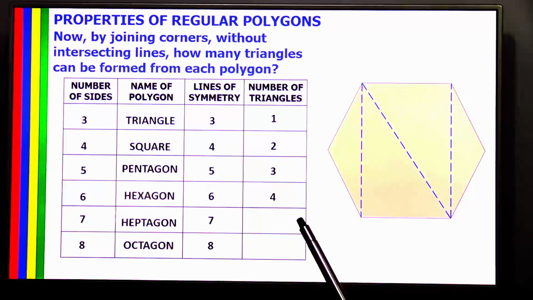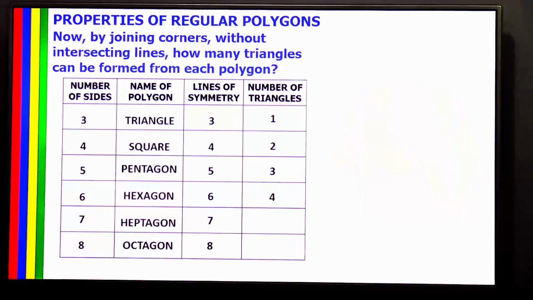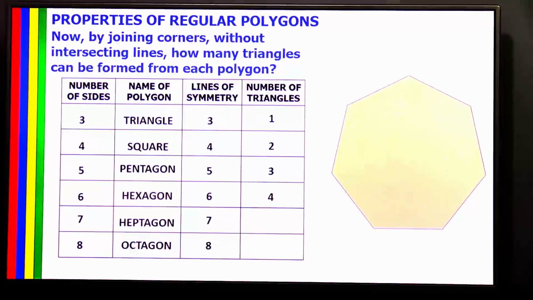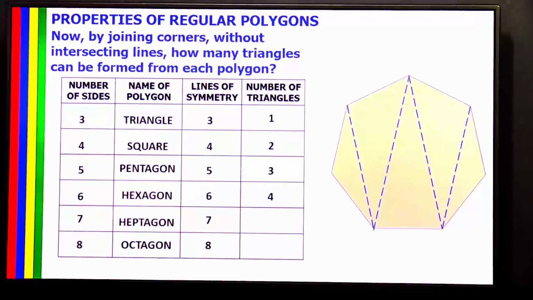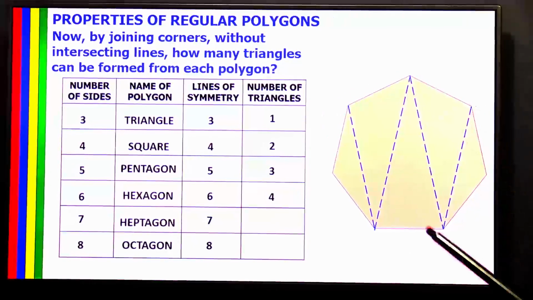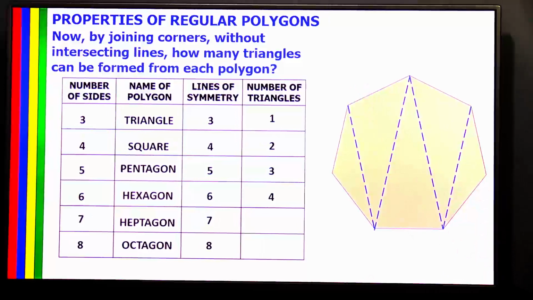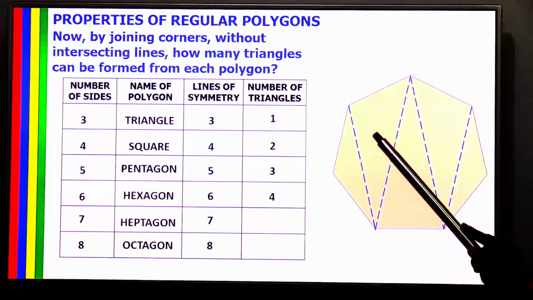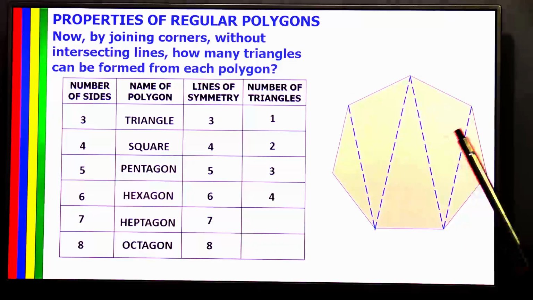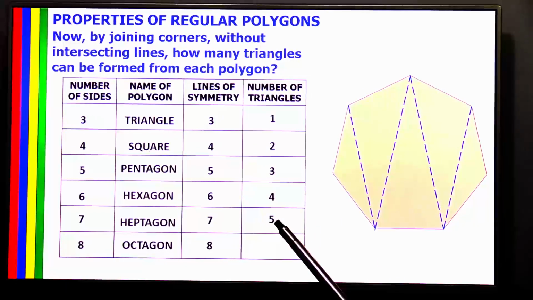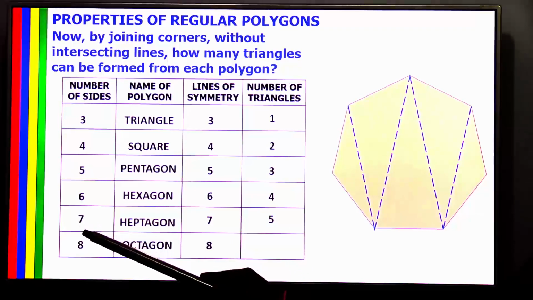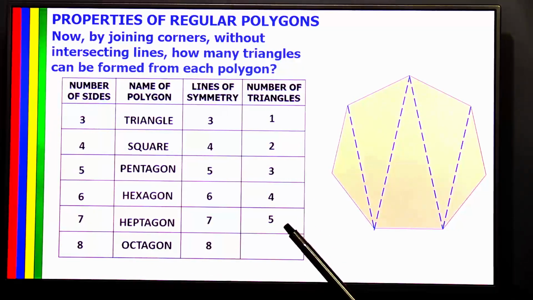Let's see if that works for the heptagon. Bring the heptagon, please. So let's see, how many triangles can we form? All right, it's been formed for us. 1, 2, 3. Okay, so how many triangles are here? 1, 2, 3, 4, 5. Confirming our guess that we will have 5 triangles. And that means 7 minus 2 is 5.